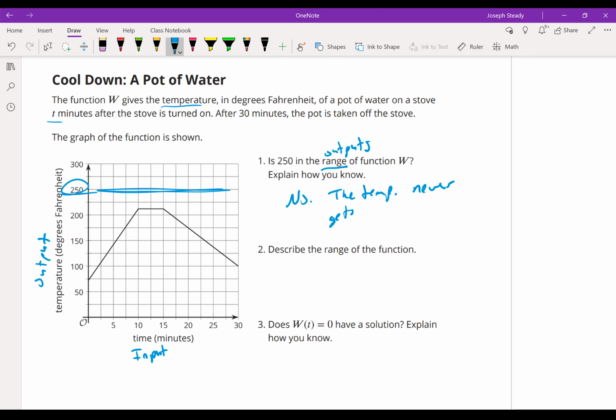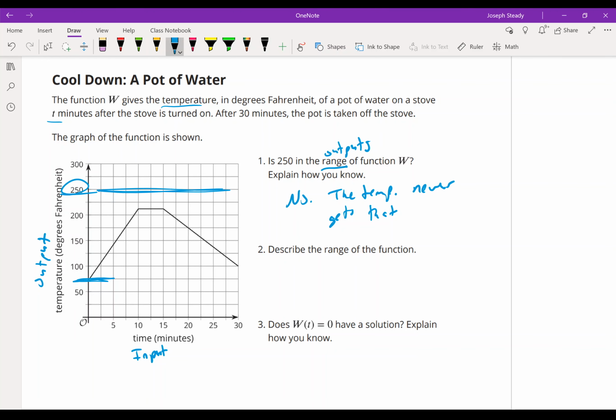Now problem 2 asks us to now go one step further and actually describe the range of the function. So we want to know, well, what does my function have for possible outputs? Or in other words, what's the lowest possible output, and what's the highest possible output of this pot of water on the stove?